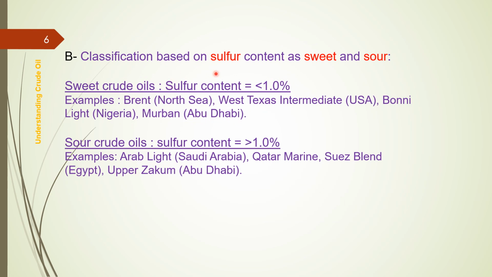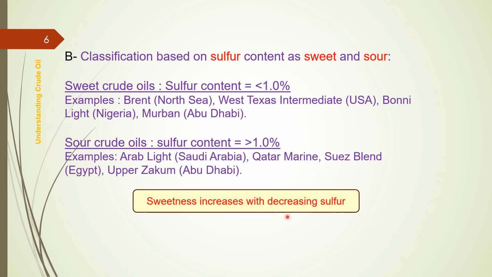Classification based on sulfur content as sweet or sour. If sulfur content is less than 1%, it is called sweet crude oil, and if sulfur content is more than 1%, those crude oils are called sour crude oils. There are some examples also given of sweet crude oil and sour crude oil. Sweetness increases with decreasing sulfur content.